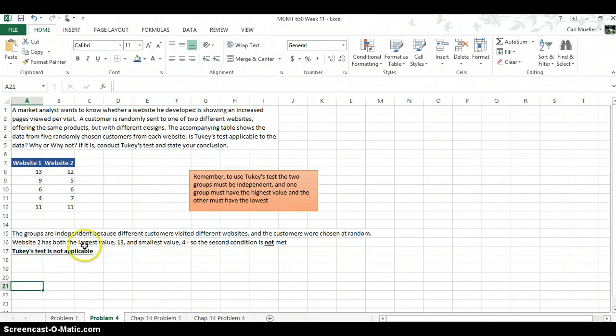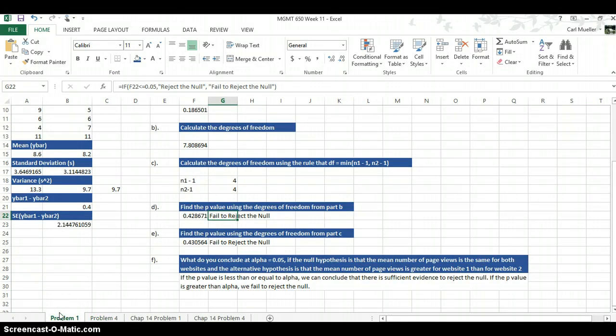But as we're continuing, website 2 has both the largest and the smallest value, 13 and 14. So the second condition is not met. The second condition being that one must have the highest and the other the lowest value. So what that means is that the Tukey test in this case is not applicable, and related to previous questions, we can just solve this similar to problem 1 using the p-value, where we fail to reject the null. We're examining whether or not there is an observed difference between the two.